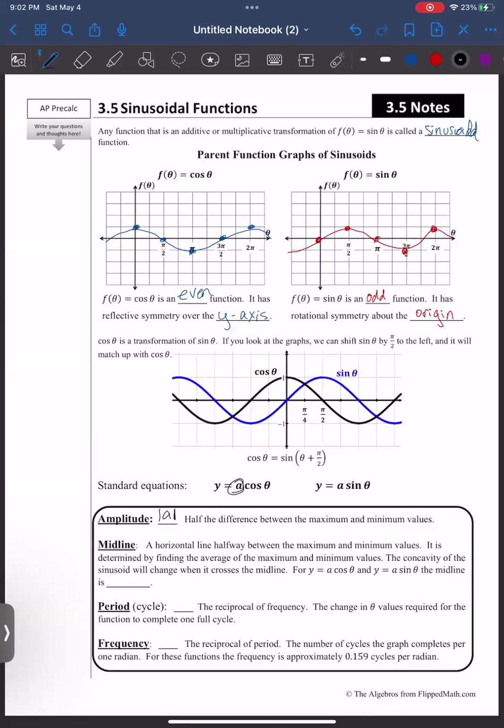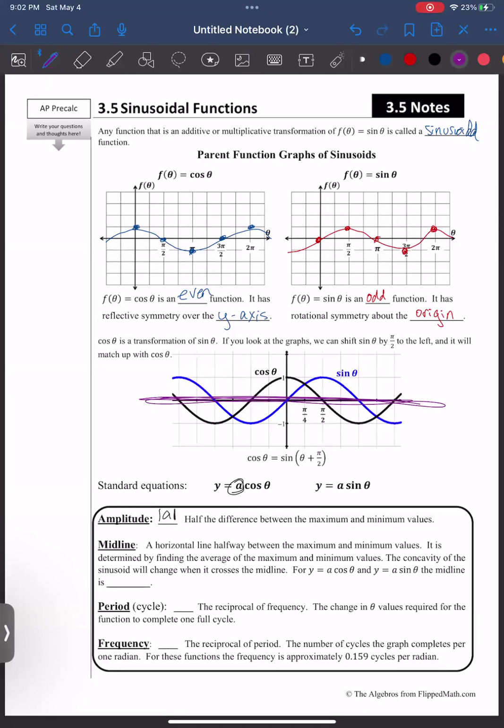Midline is a horizontal line halfway between the maximum and minimum values. It is determined by finding the average of the maximum and minimum values, and the concavity of the sinusoidal will change when it crosses the midline. So basically the midline is, yeah, it's so many words to basically just say this line here is your midline, right?